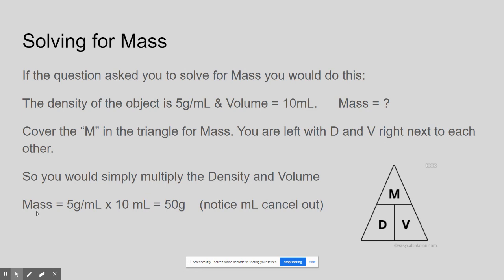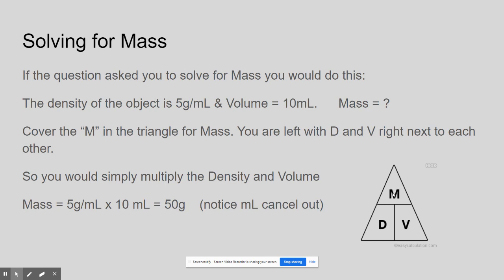Okay, so now if you're solving for mass, if the question asks you to solve for mass, you're going to take your finger and put it over the m. Once you cover the m, you're left with the d and the v. When you have these two letters here, you're simply going to multiply them. So say, for example, the density of an object is 5. The volume is 10. So we have a density of 5 and a volume of 10.